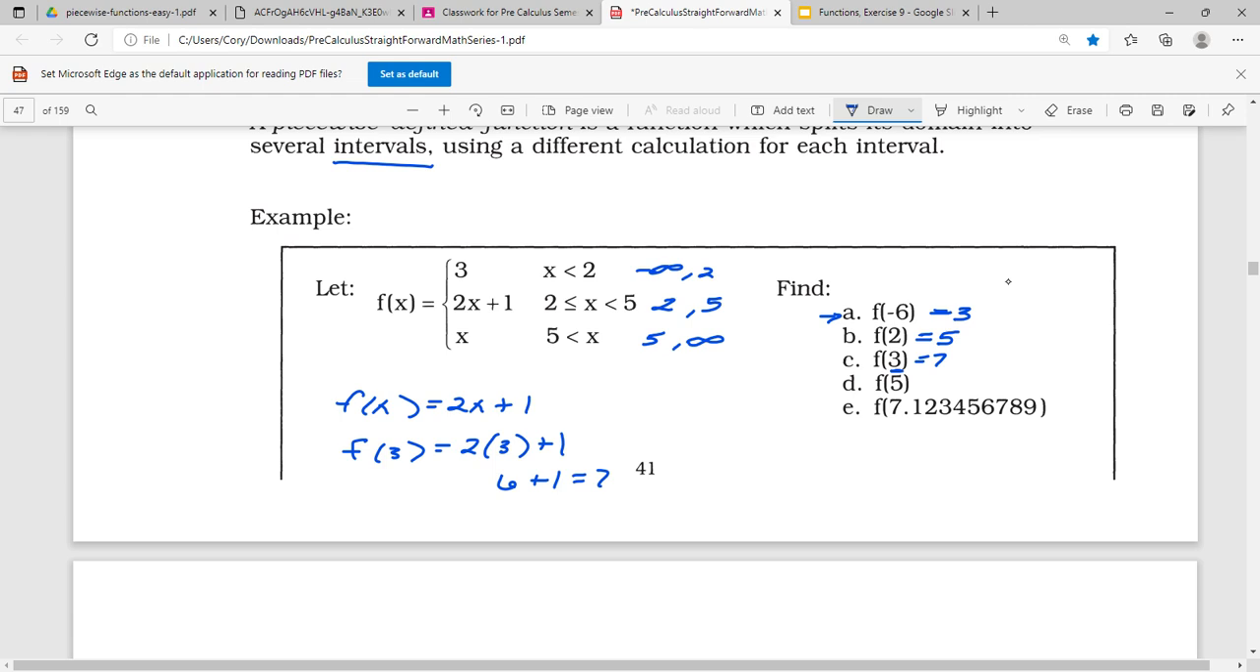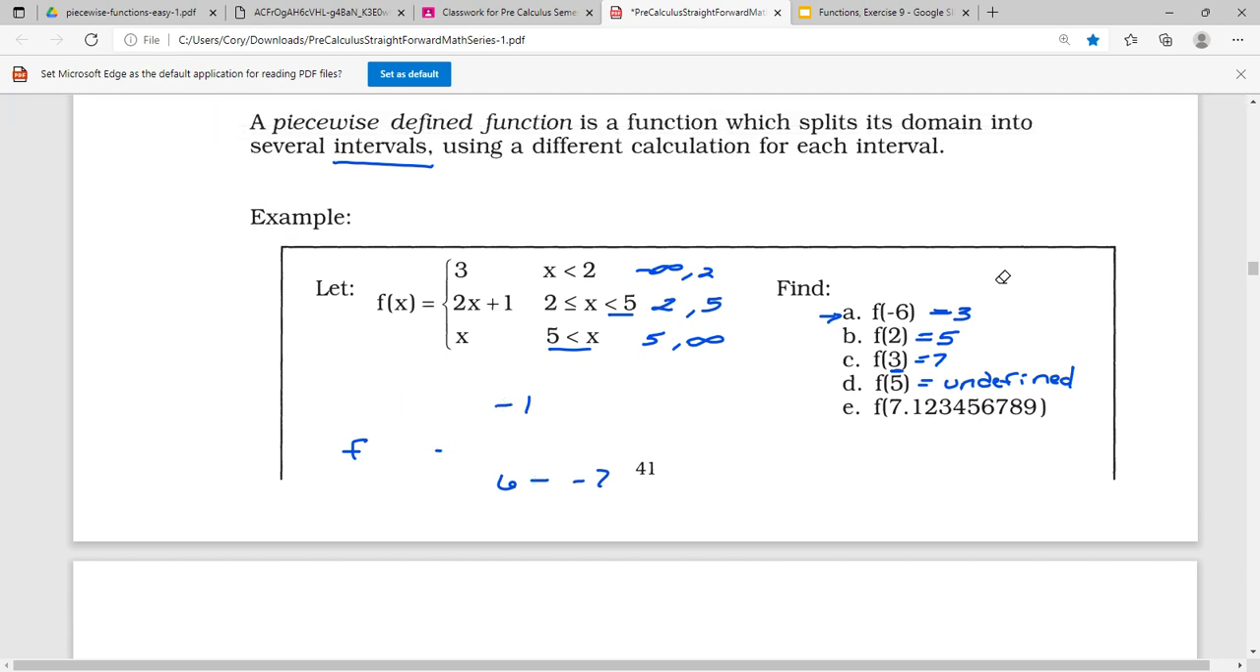All right, next one is f of 5. There is no piece that's equal to 5. This one is everything less than 5, and this one is everything greater than 5. So 5 is not in the domain of this function, so this is undefined, because 5 is not on this graph for this function. There are no values for 5.